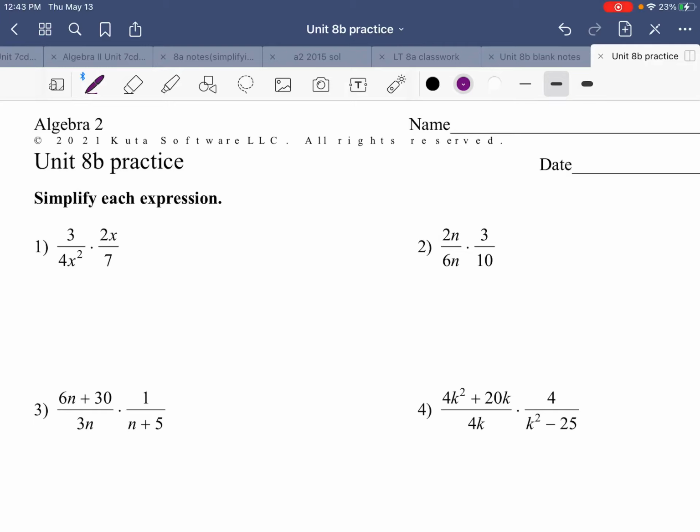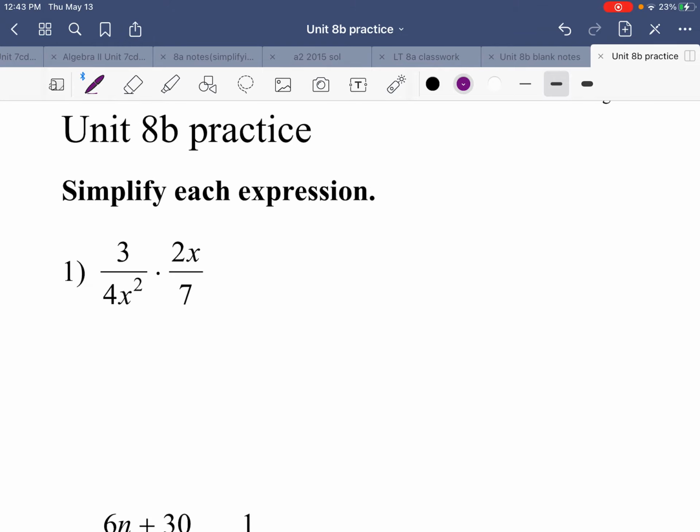All right, welcome to 8B, which is simplifying rational functions with multiplication and division. So let's get started. Number one, we have all monomial numerators and denominators. At this point, we don't have to factor anything. Everything is actually factored for you. Now we look to simplify.